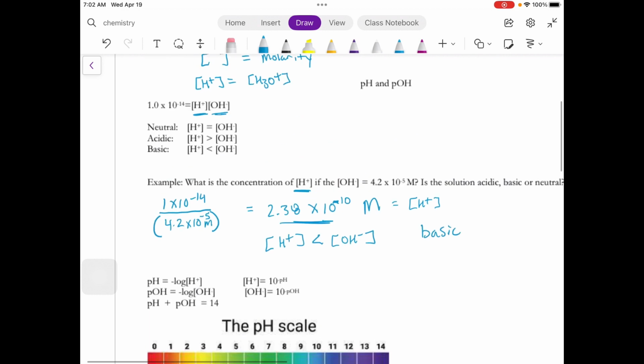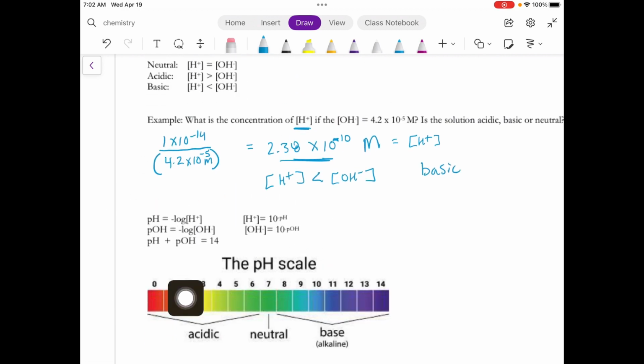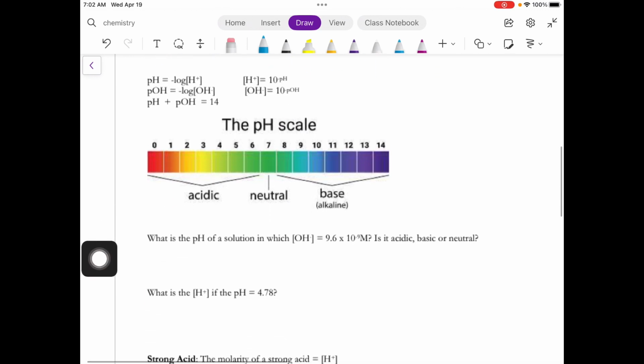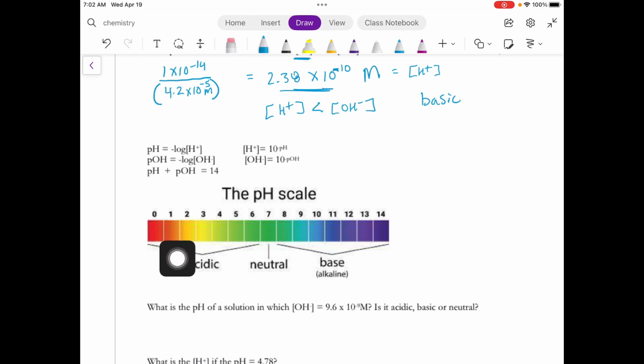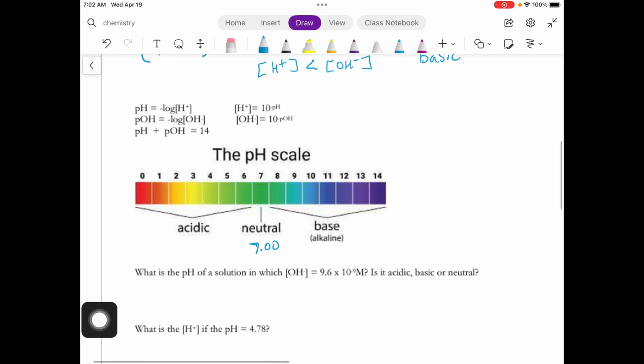Okay, this equation is on your equation sheet. These are also on your equation sheet. So here are all of your equations. I'm going to go through them when we go through the examples. Here's your pH scale. If it's 0 to right till 7, it is acidic. Neutral is 7.00 on the dot. If it's above 7.00, it's basic.